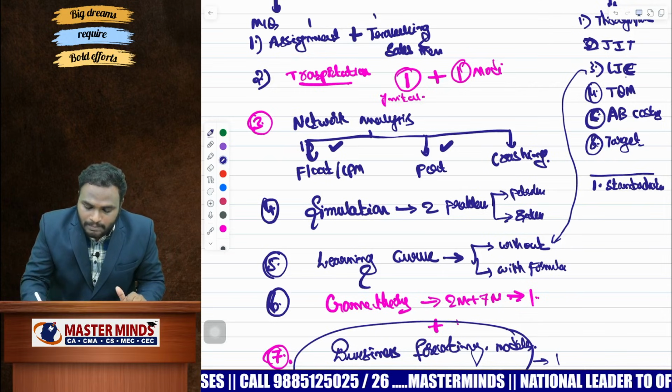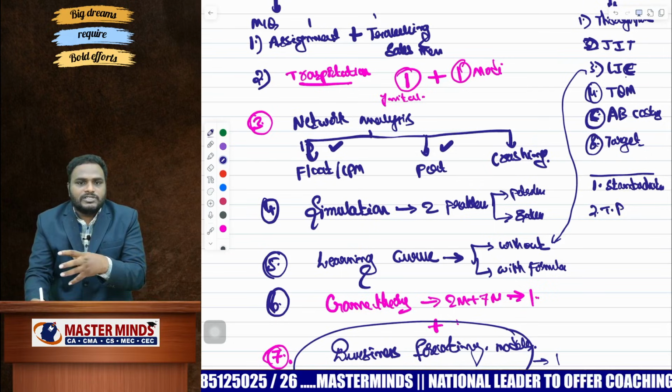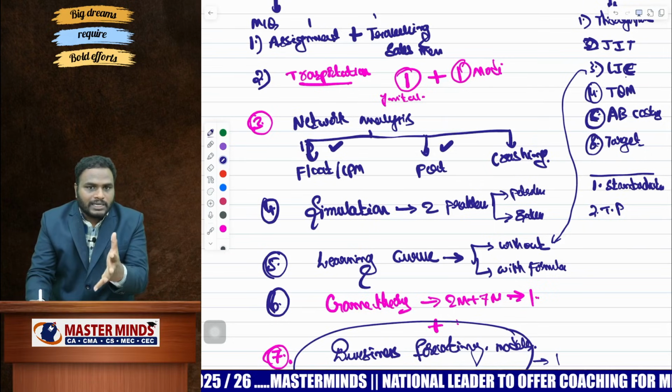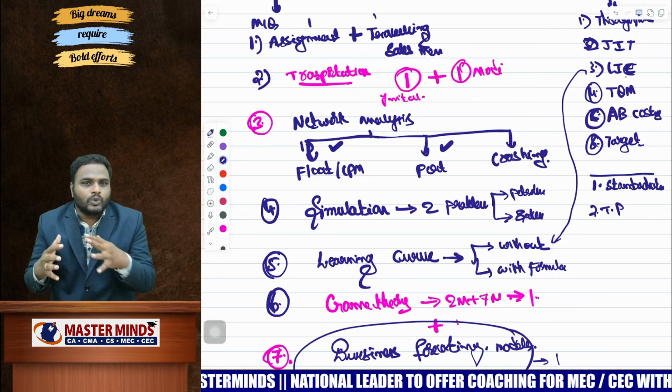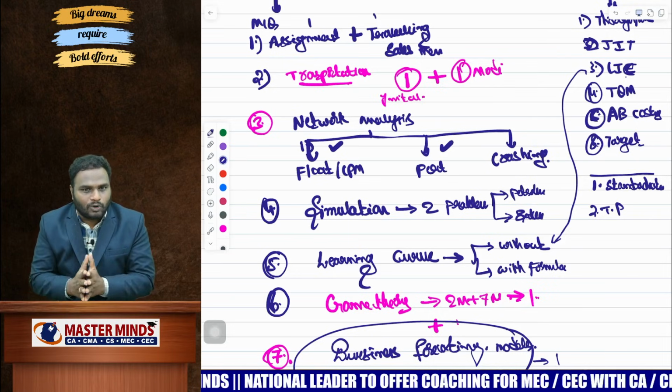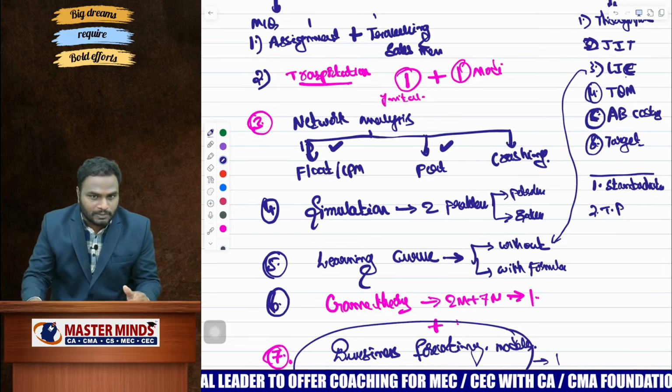Now, after completion of standard costing, you have to come to transfer pricing. Transfer pricing is very easy. Now, in our material, before starting the transfer pricing, I gave 8 to 9 case studies regarding transfer pricing. Please see those cases before starting the transfer pricing preparation.